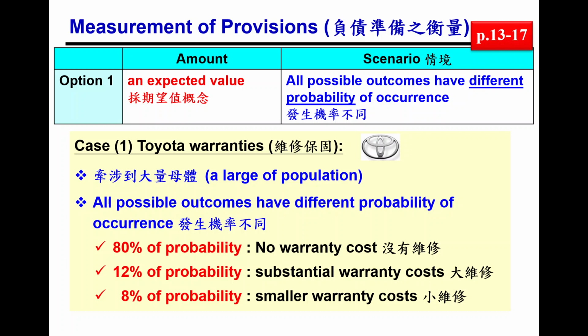First, customers don't come. Some customers haven't gone back to request repair, right? So the first outcome is what? No warranty cost, which means the customer didn't come back to request repairs. Maybe they account for 80%.